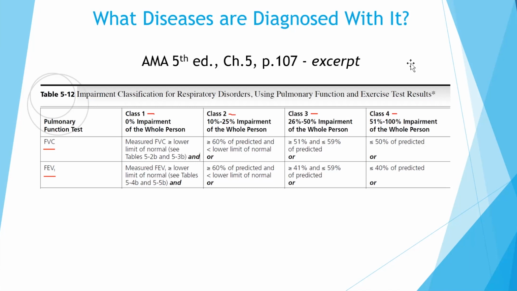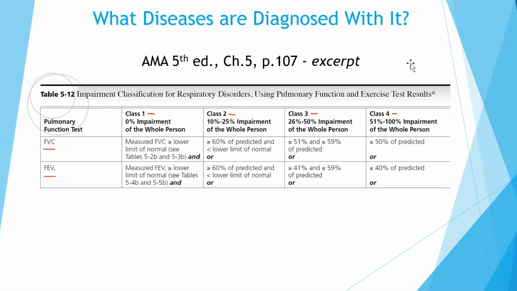So those are the two main drivers of the impairment rating on this table. Now, for a class 1, if you're normal, you get a 0% whole person impairment, basically no problem at all. But once you start to get into the class 2, now you can see that the AMA guides has limits. So they want you somewhere between normal and 60% of expected. So this is greater than 60% predicted and lower than the lower limit of normal.